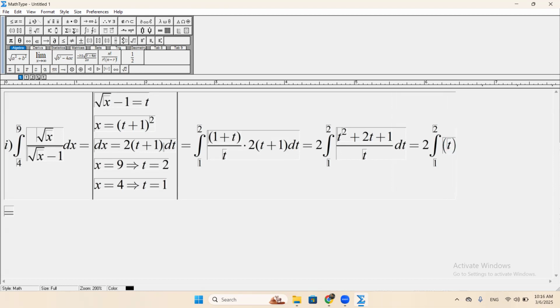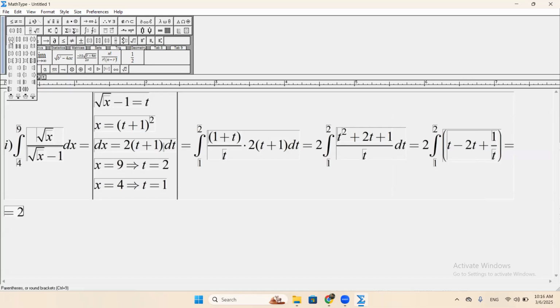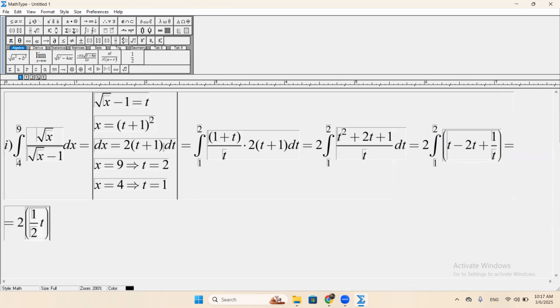So t minus 2t and plus 1 over t. And now we integrate it. So 1 over 2 t square.